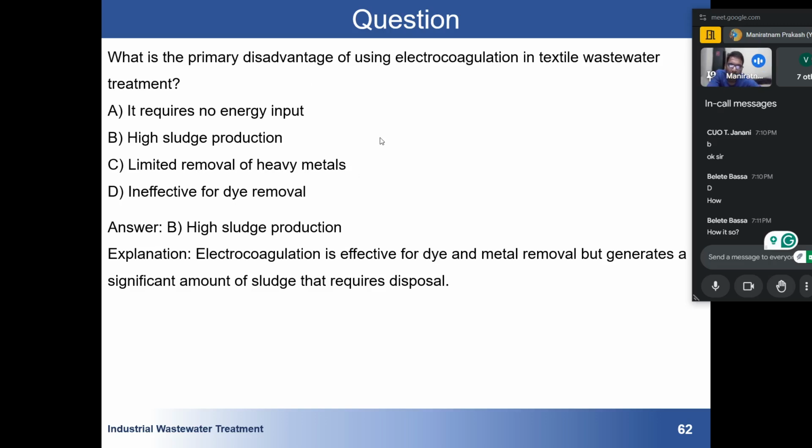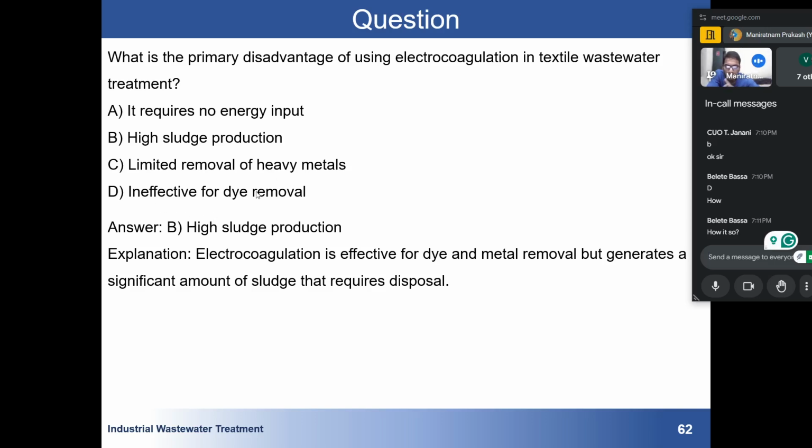I think this question might be like none of these options is correct. It requires no energy output, that itself is incorrect. High sludge production, limited removal of heavy metals, that is also incorrect, as most of the heavy metals are removed by electrocoagulation. Ineffective for dye removal, this can be one of the answers.